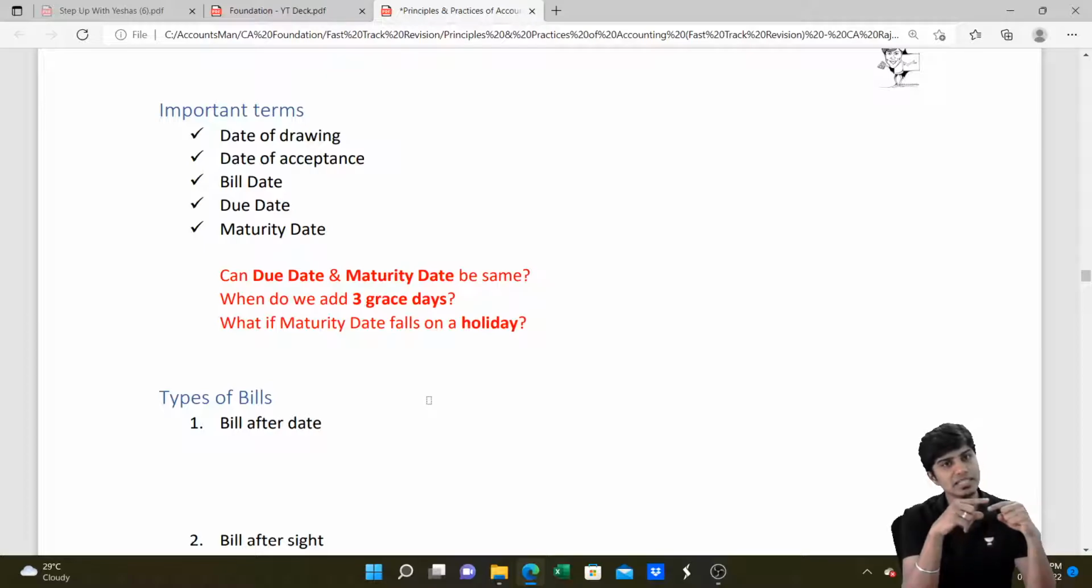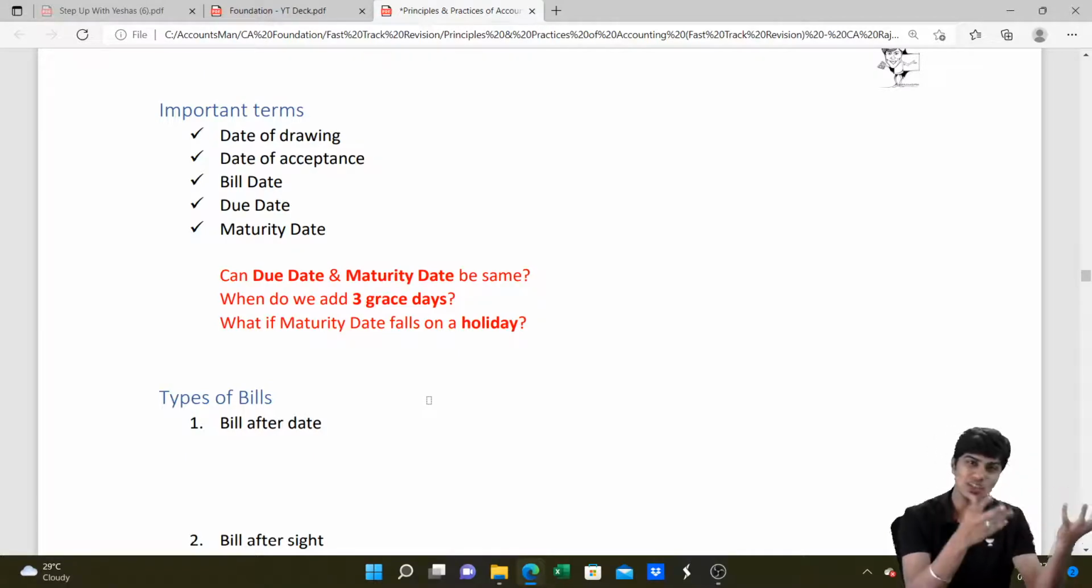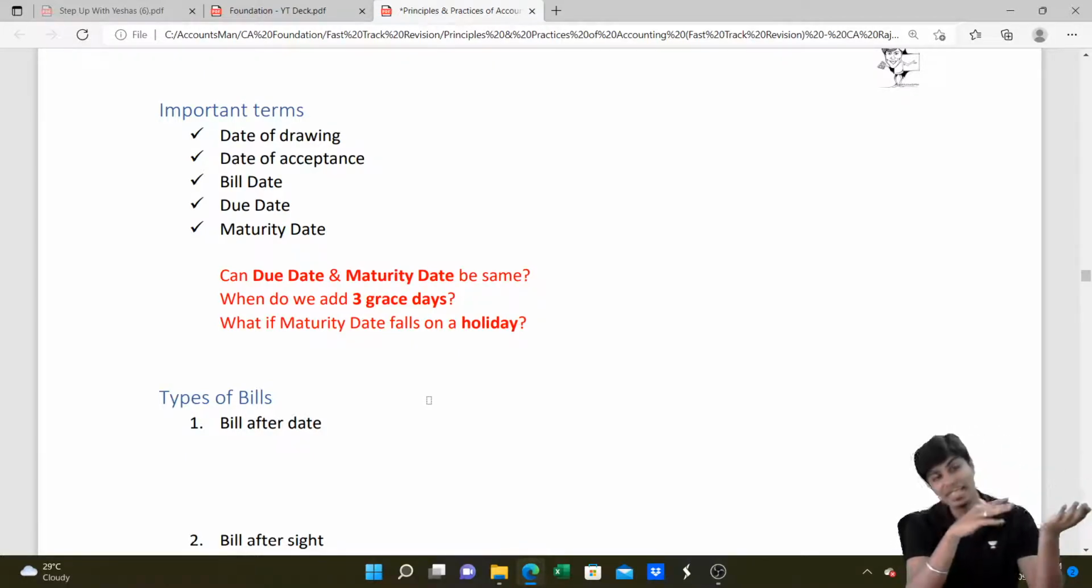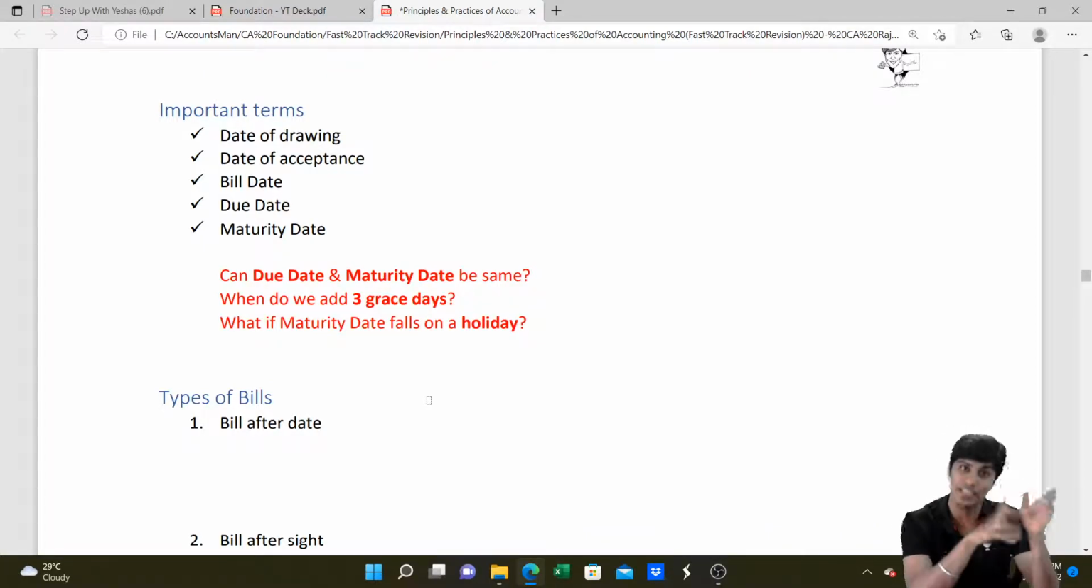Date of acceptance is the date on which he accepts the bill that I drew. I drew the bill on him, say on 9th of June. 9th of June is the date of drawing. He accepts the bill, he signs the bill on 10th of June. So date of acceptance is 10th of June.